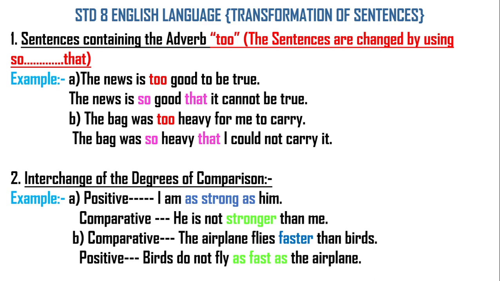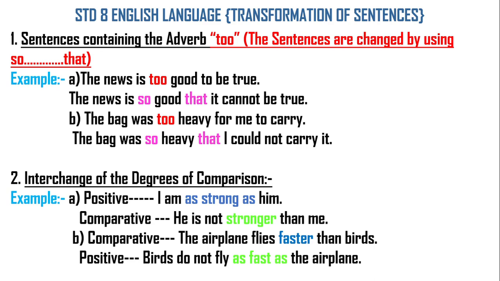Today I will be discussing how to transform sentences from one form into another. Just look into what is written on the slide. Number 1. The sentences which have the adverb too. Remember, children, the sentences having the adverb too will always be transformed or changed by using two words, so and that. Let us look into the example.